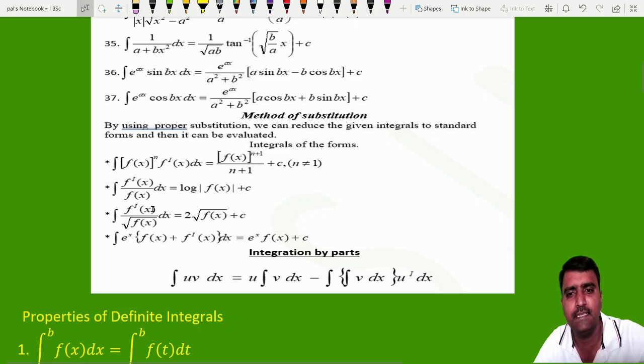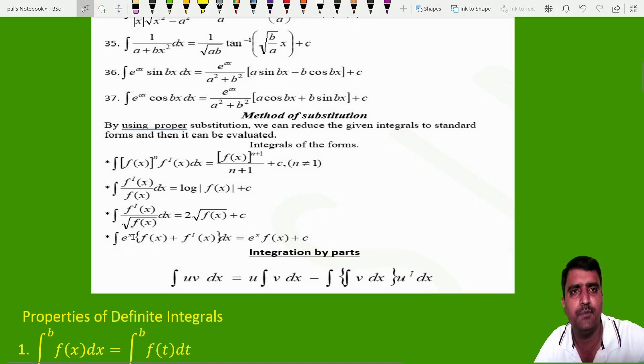For example, you see 1 by x by log x is there. In that case you can write its integration is log of log x plus c. Similarly, this is the formula: f dash of x by root of f of x dx. When we are solving this by taking f of x equal to some t, we obtain 2 into root of f of x plus c.